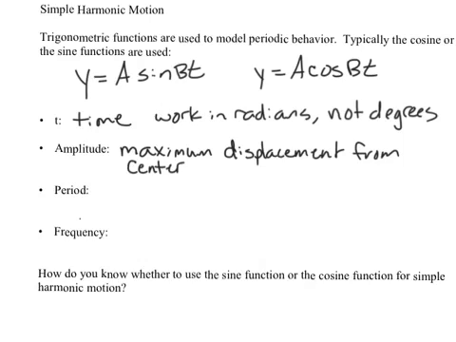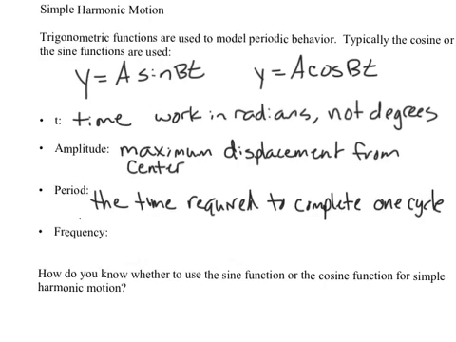The period is going to be the time it requires to complete one cycle. So if you have a spring and you compress it and you let go, it would be the time for the spring to stretch out and come back up to the starting position again.